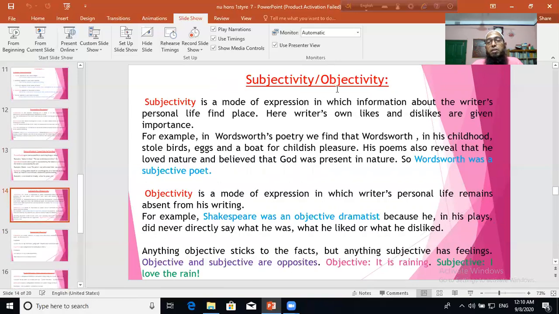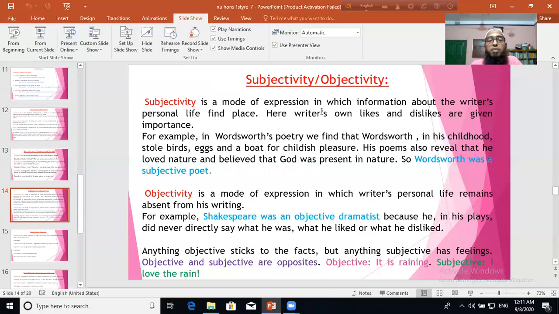Subjectivity and objectivity, that is very important. These are the two very important literary terms that you must know, because when you are reading any text, you must know what type of text it is, what type of writing it is. Is it subjective or objective writing? Even when you are writing something, you should know what type of writing you are writing. Are you writing subjective or objective? Your writing is objective or subjective. That's why these two terms are very important.